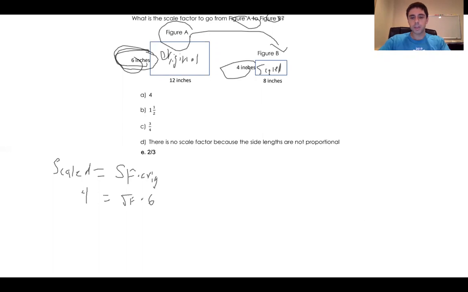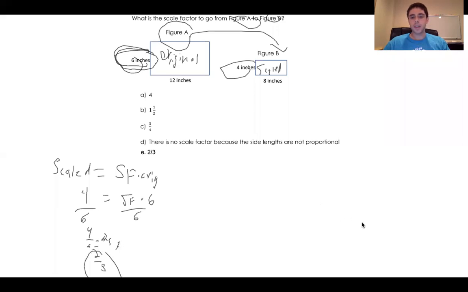We are actually going to be scaling down from larger to smaller. So we divide, oh, did I lose someone? Looks like I did. Divide both sides by 6, and we get 4 over 6 is our scale factor, which can be simplified to 2/3.